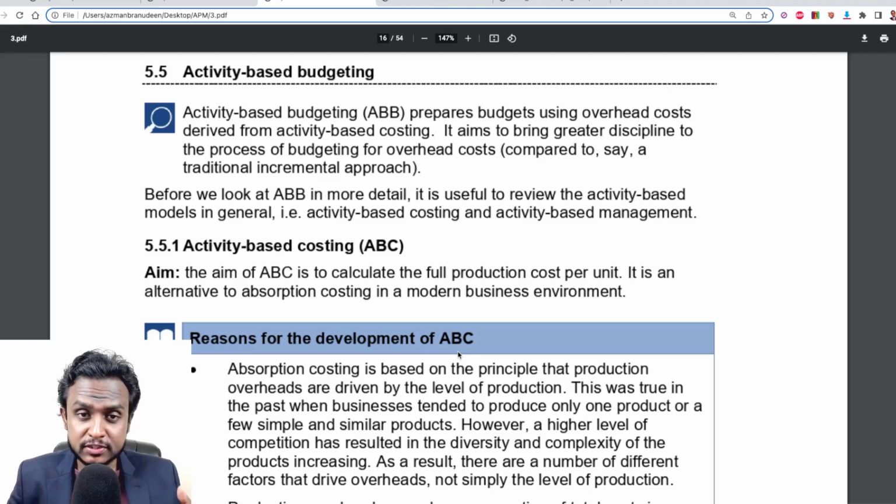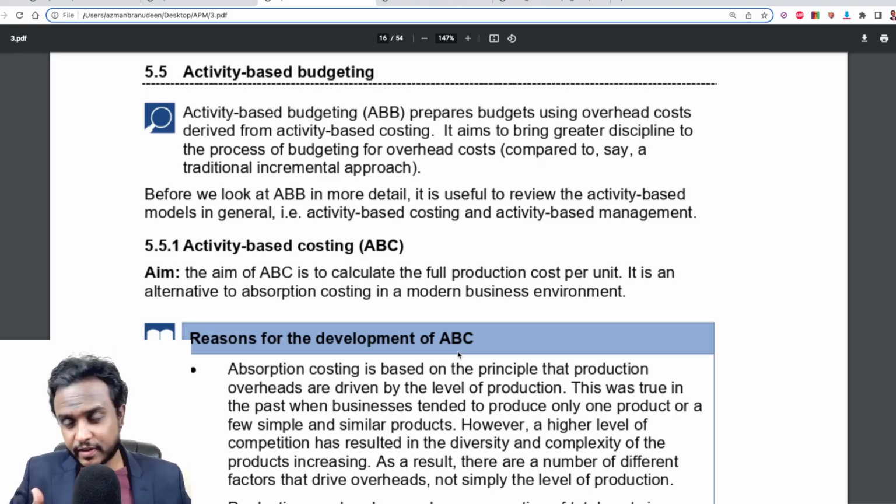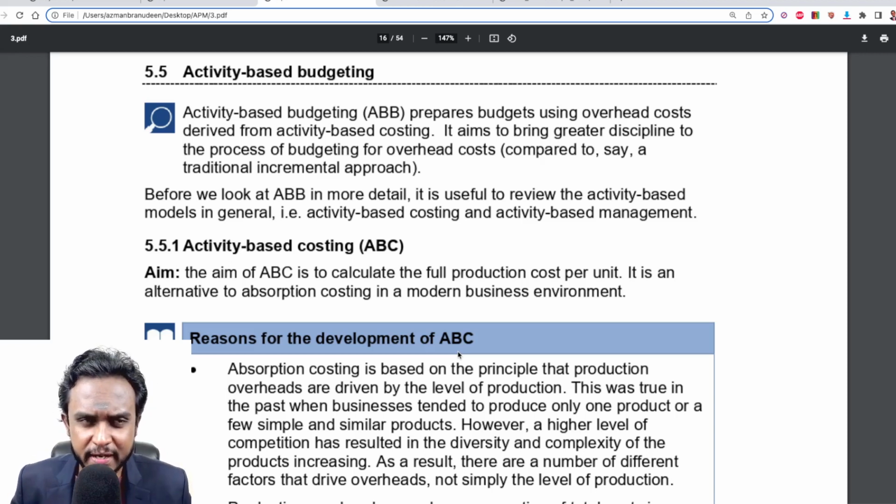What you basically do is you apply ABC to your previous year, get information, get figures, get numbers, get cost driver rates, etc. And then you use those figures to budget for the future, where you call it activity-based budgeting. That's the gist of it. So before we look at ABB, I'm going to use this video as a recap for ABC and ABM.